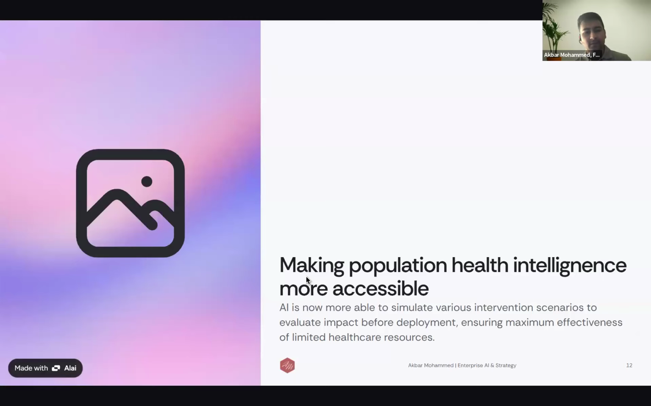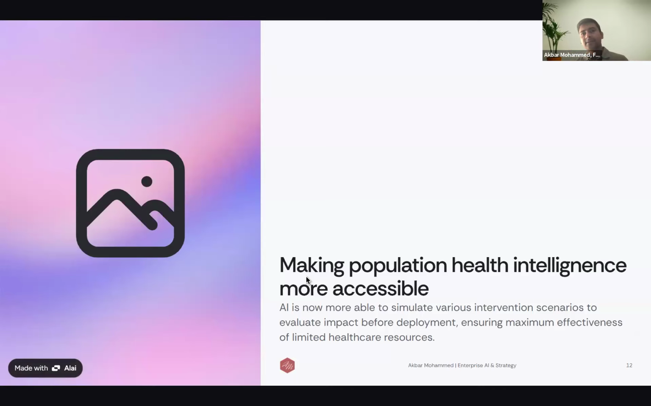Now, I want to go a little further. I want to talk about population health. So far, we've been looking at a patient, like one individual or one clinical zone. Healthcare is not just focused on one-to-one interactions with humans, there is also population level intelligence that most countries, most policymakers tend to analyze.